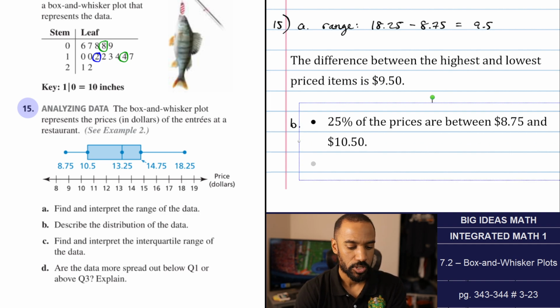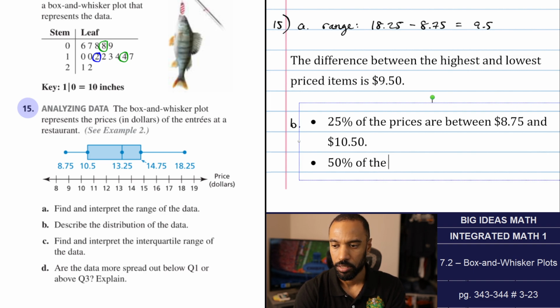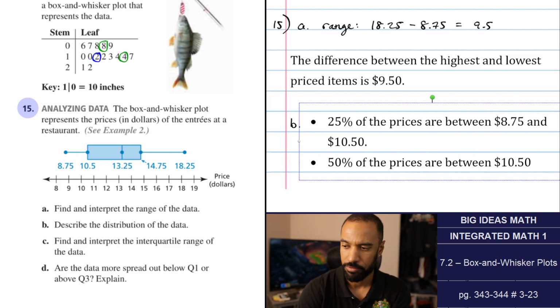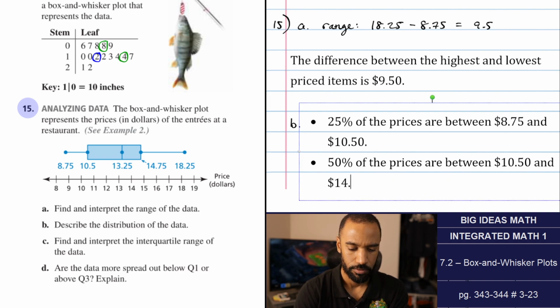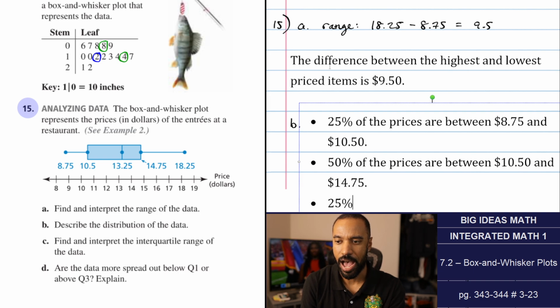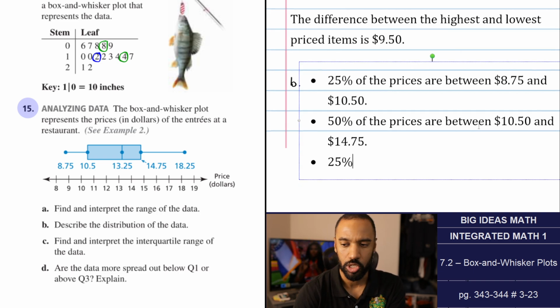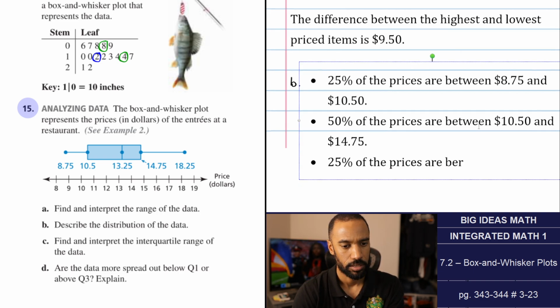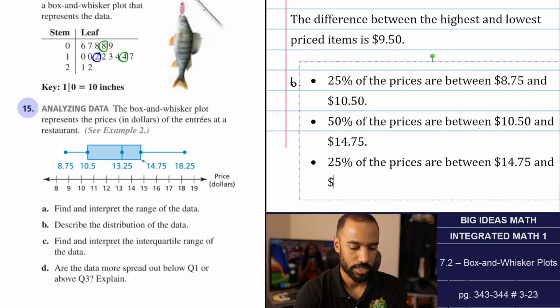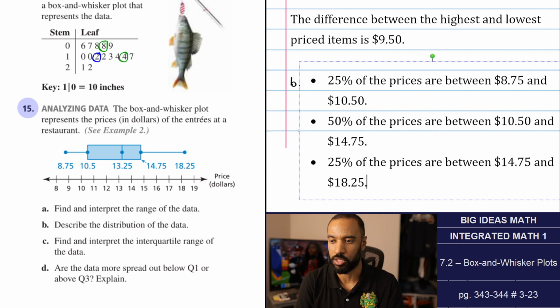And then 50%, that middle 50% of the prices, are between 1050 and 1475. A lot of numbers to deal with here. And then the other 25%, the upper 25%, are between 1475 and 1825. That's contextually based since we have to put the dollars and stuff.